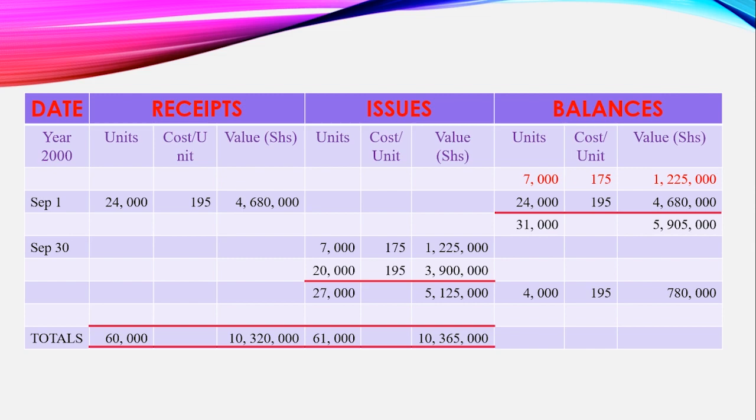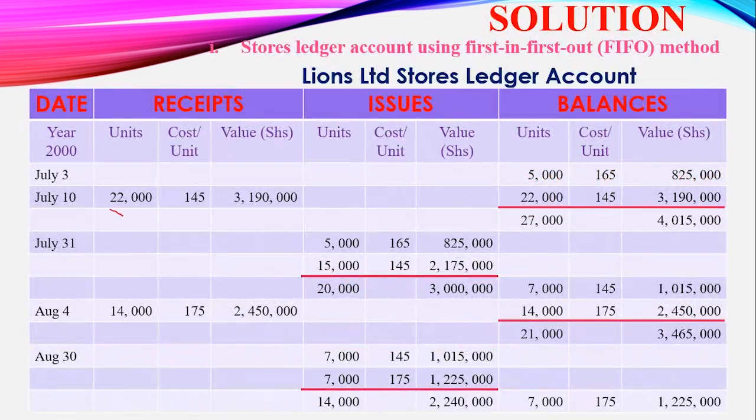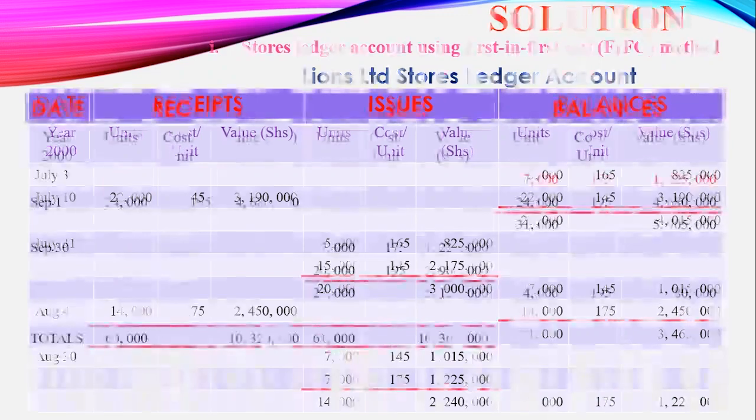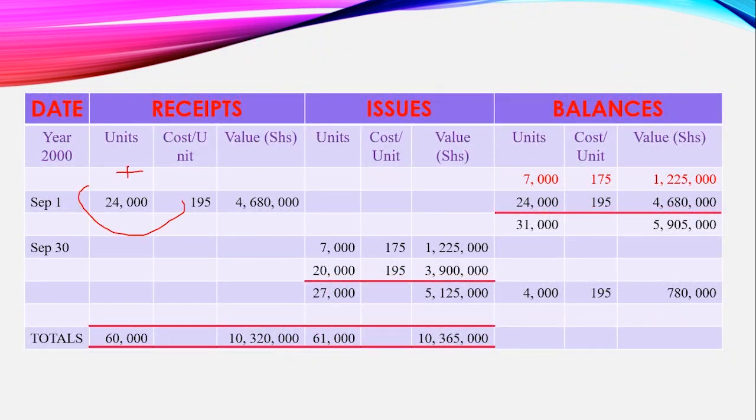The figures that you can see here, the totals that you can see here, the 60,000 represents the total purchases during the period. Remember, we bought 22,000 units, then you bought 14,000 units. If you add that, then you come and add 24,000 units, it's going to give you 60,000. That is the total purchases that were made, and the value of these purchases was 10,320,000.